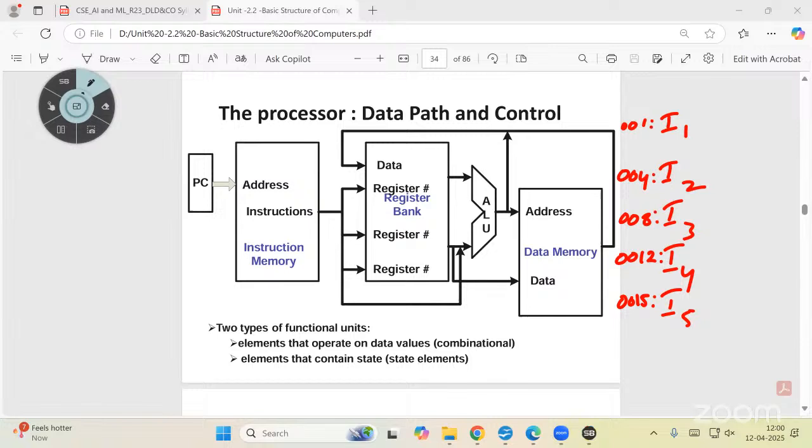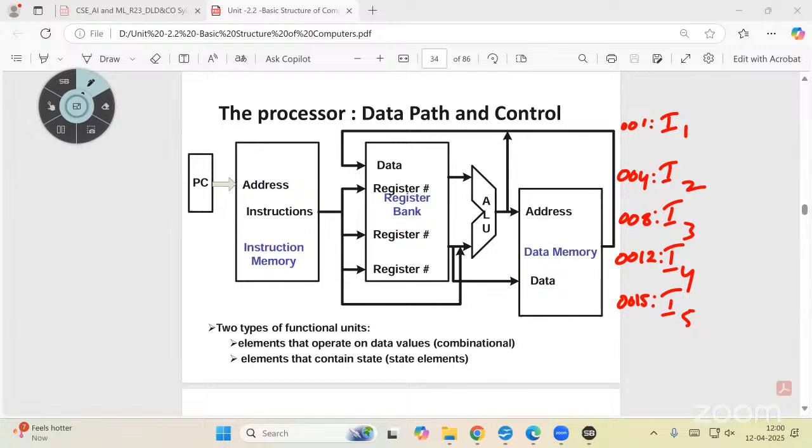Okay. Now you can assume a simple program. That program is having 5 instructions: instruction 1, instruction 2, 3, 4, 5. Instruction 1 is located in the memory device, at the 001 location. Right? So in that simple program, what is the first instruction to be executed? I1. After that, I2. Then I3, then I4, and then I5.